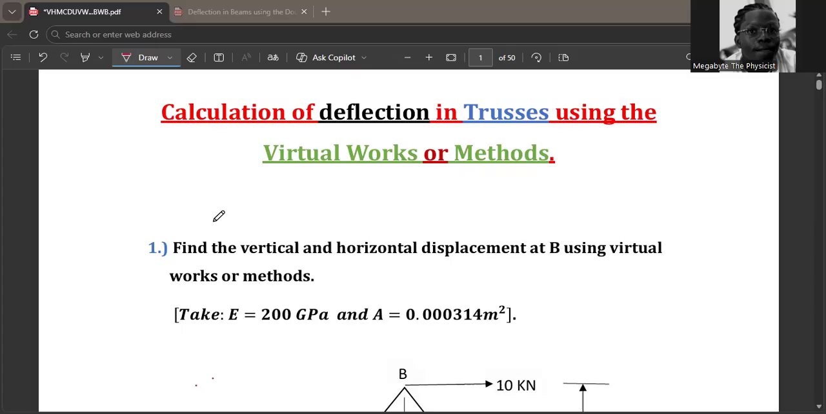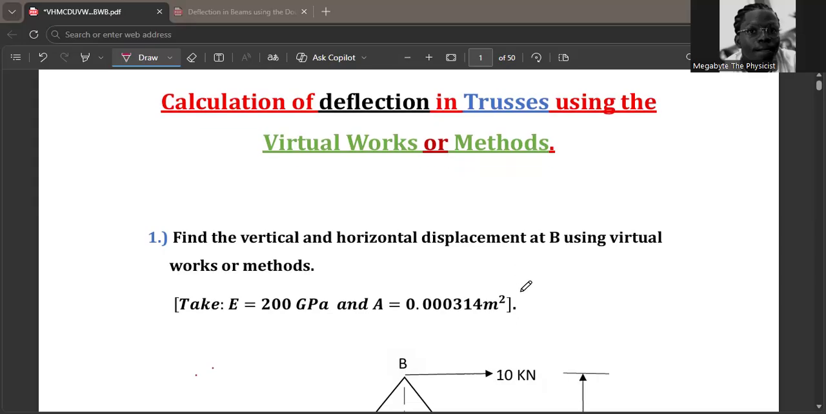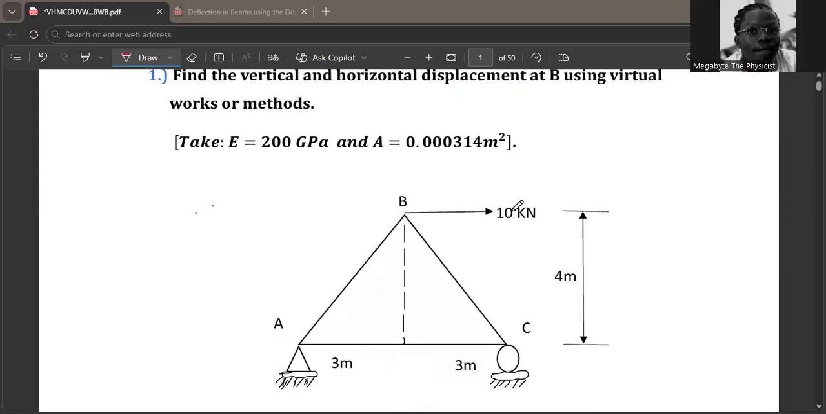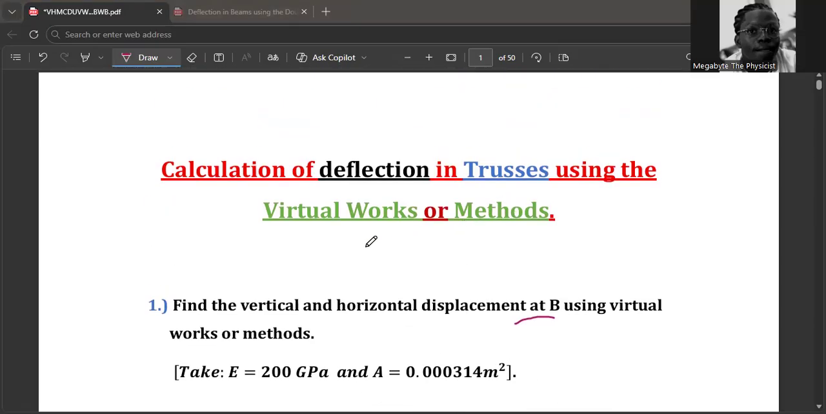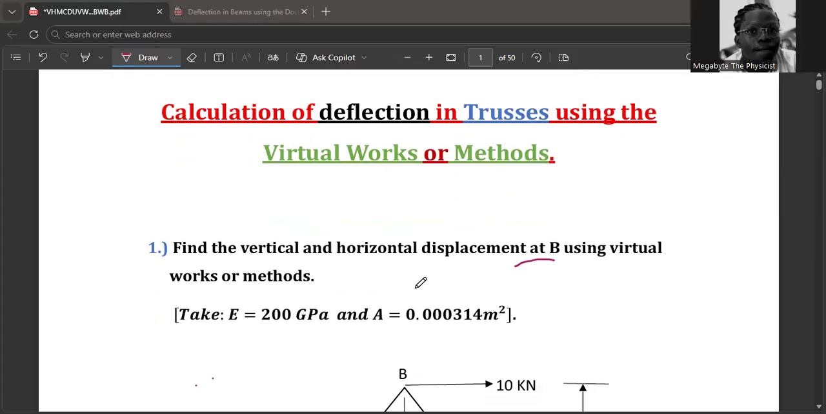Exactly. Some key features of trusses are members, joints, loads, and also the triangles. Please take note that what we're having over here is a truss, and we are being asked to calculate the deflection at B. Our topic says that we are calculating the deflection in trusses using the virtual works method. So deflection is the displacement of joints in a truss under loads.